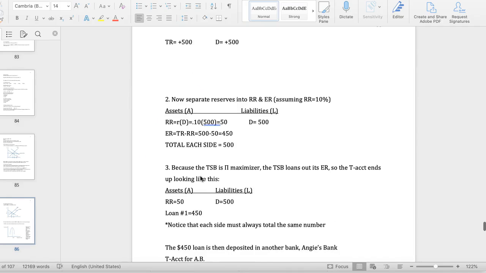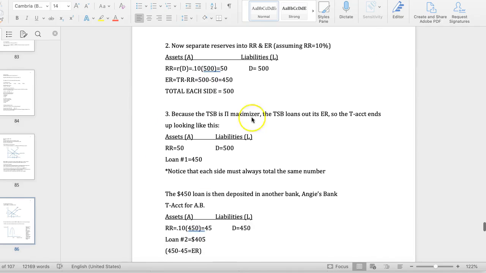Now we're going to separate the reserves into what's required and what's excess. Again, remember that we are assuming that our ratio is 10%. So required reserves are the reserve ratio times deposits, so that's 10% times our $500 deposit. Our required reserves are $50. So that means everything over $50 is excess. Excess reserves are total reserves minus required reserves, or $500 minus $50, or $450. So $450 plus $50 is $500, and over here we've got that $500 deposit.